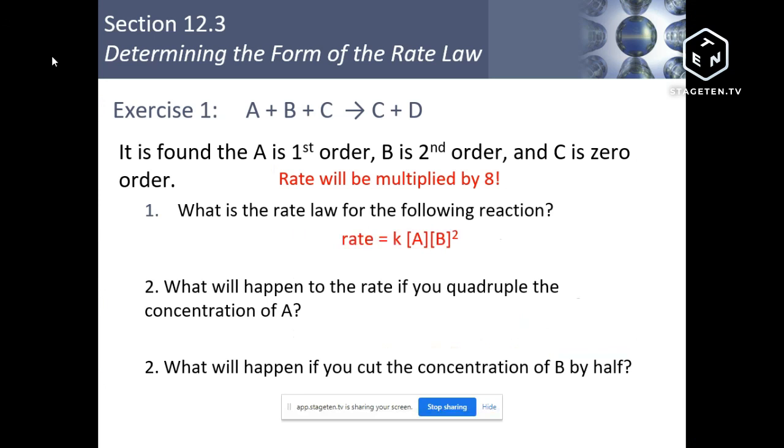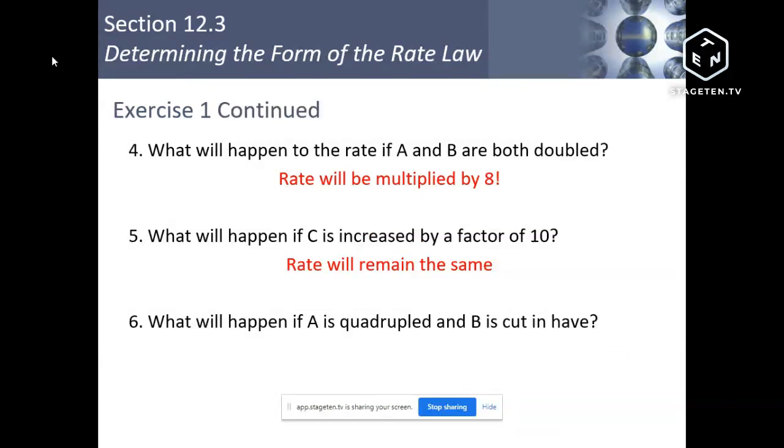Okay. What will happen if C is increased by a factor of 10? Oh, wow. Nothing, because it's zero order, right? The rate will remain the same. Now, here's the question. What will happen if A gets quadrupled, but B is cut in half? So A quadrupling, A was first order, so I'd multiply the rate by 4, but B is cut in half and B is second order, so then I would multiply by 1/4, and what's 4 times 1/4? 1. The rate will remain the same. Any questions with those there?